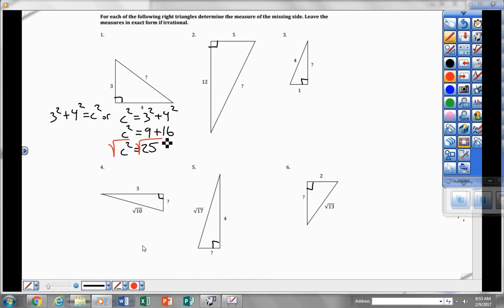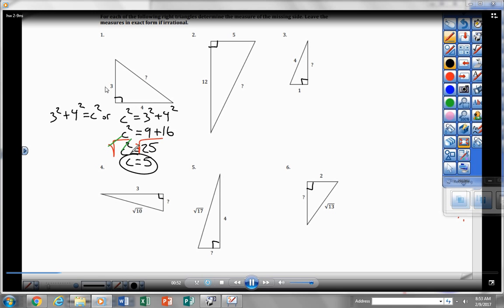Square root both sides, and hopefully you see that 25 is a perfect square, and I just get c equals 5. Try to memorize that triangle. 3, 4, 5. 6, 8, 10 is another.